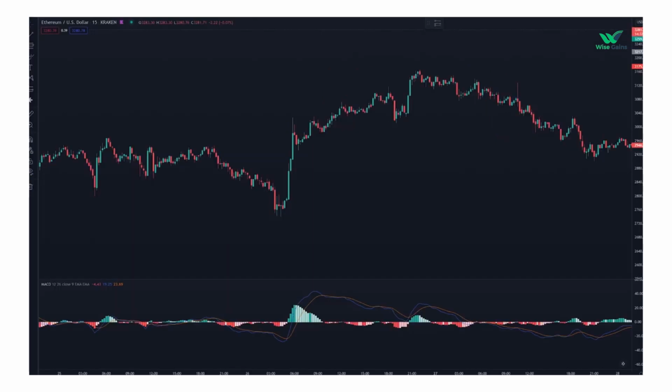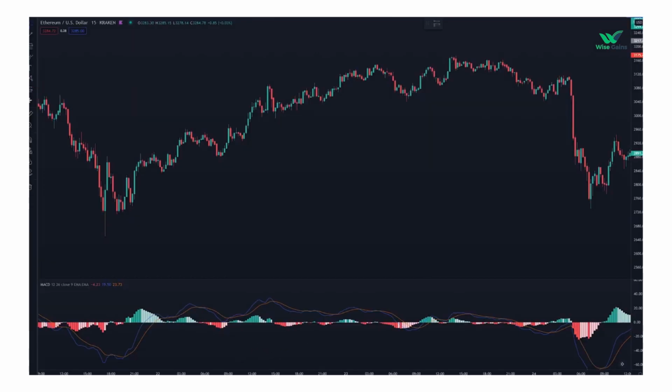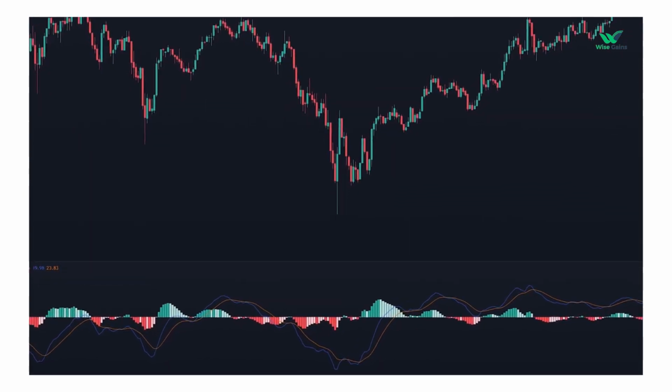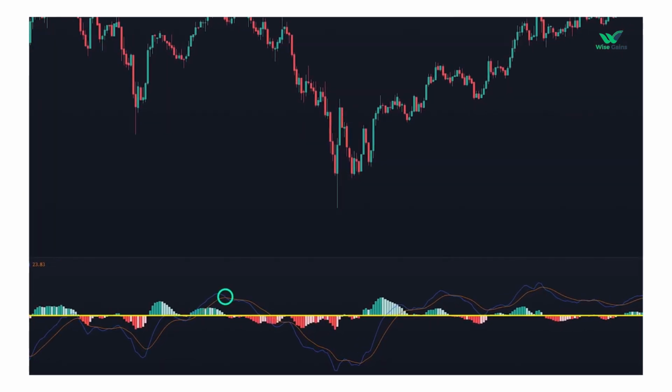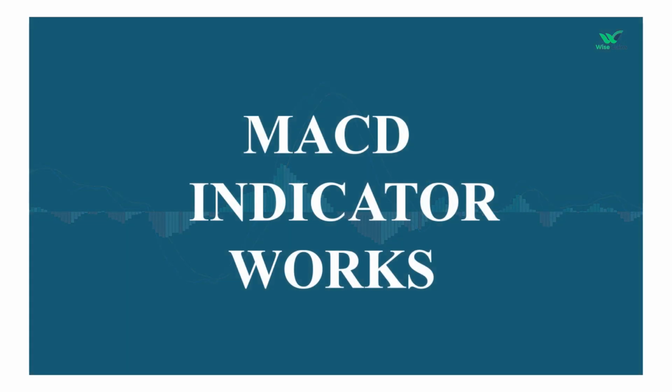So let's see how to use this indicator. When the lines cross upwards below the zero line, you can enter the trade. And when they cross upwards above the zero line, you wouldn't want to enter the trade. It's the same concept with shorting too. When the lines cross downwards and it is above the zero line, you can enter into a short trade. This is how you use the MACD indicator.